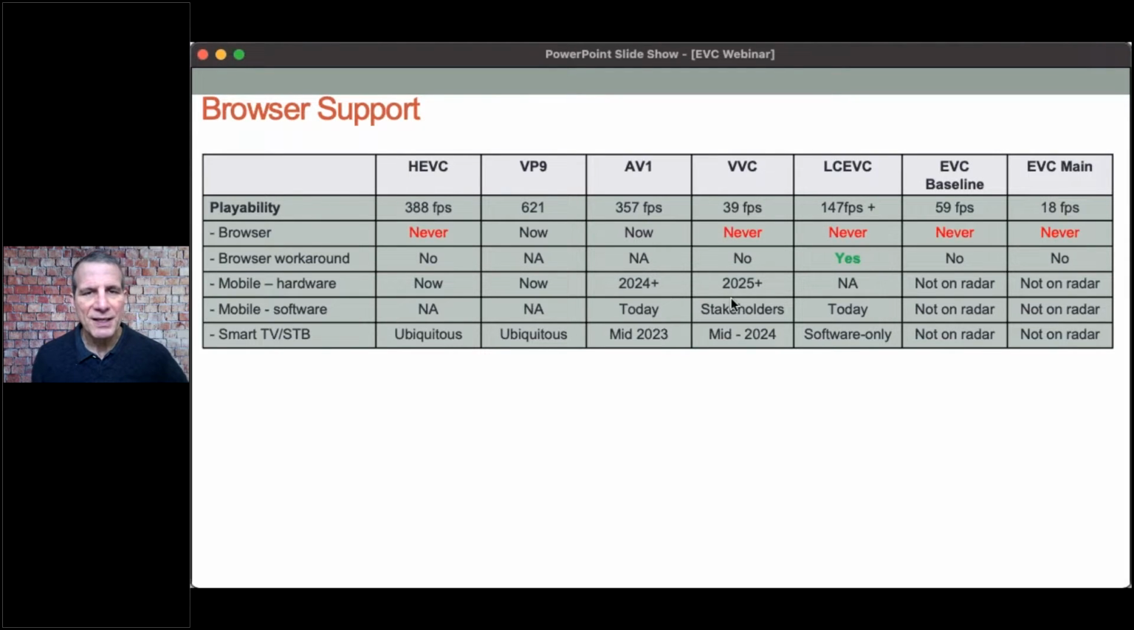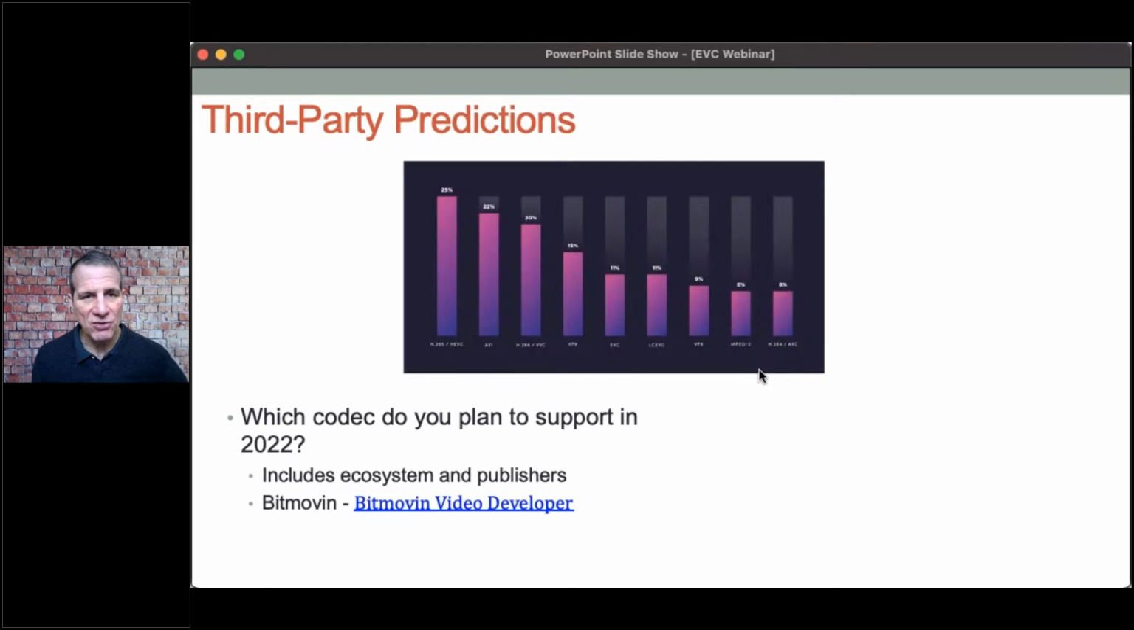Mobile software, I think for AV1 we've talked about. VVC, I think stakeholders only. LCEVC, I think, again, you can do that today. And then smart TV, STB support, ubiquitous for HEVC, VP9. Again, no HDR capabilities or no dynamic metadata HDR. AV1, I think most traditional publishers will wait until mid-2023 to start supporting those platforms. VVC, optimistically, mid-2024, but I really think it could be later. And LCEVC, again, that could be a totally software-only solution.